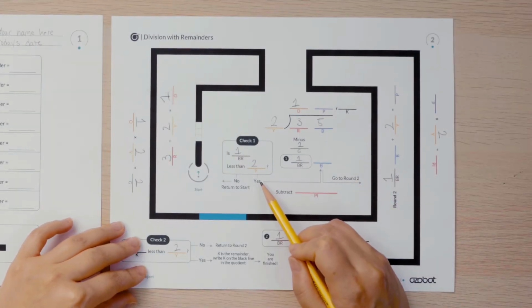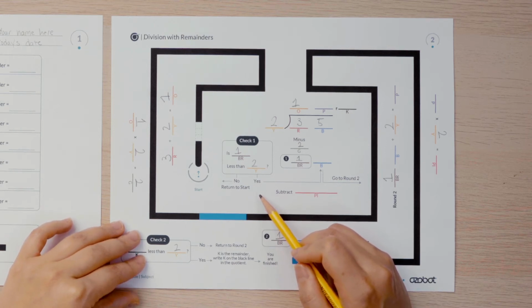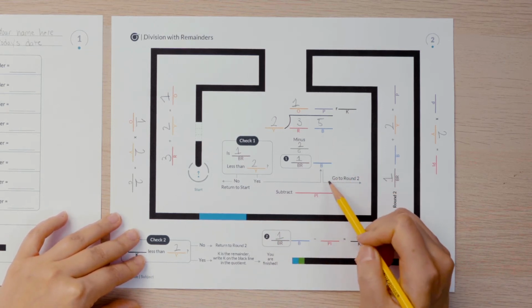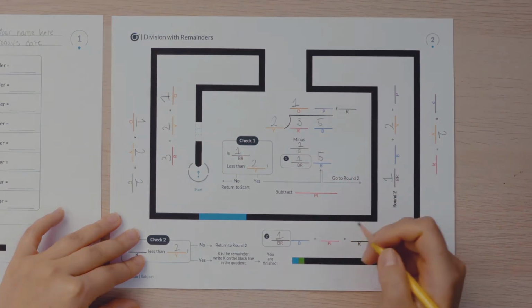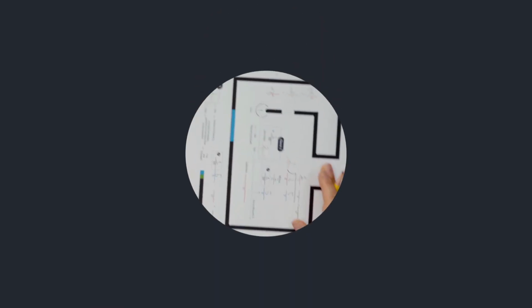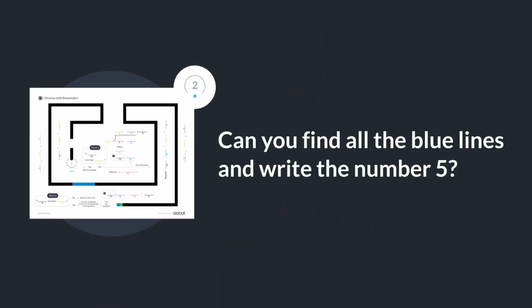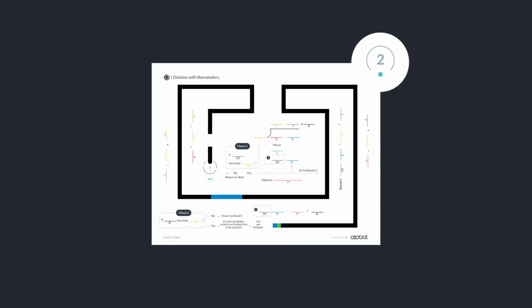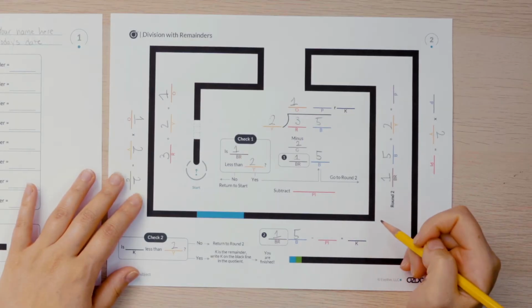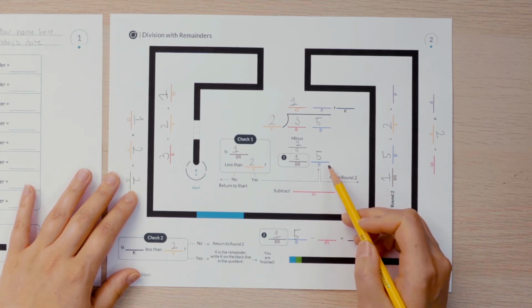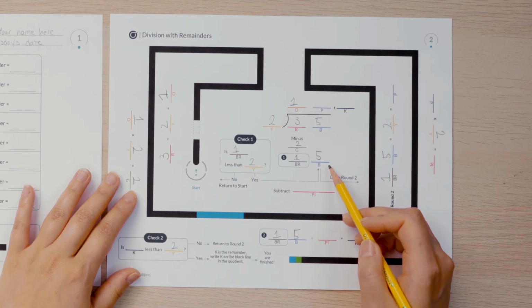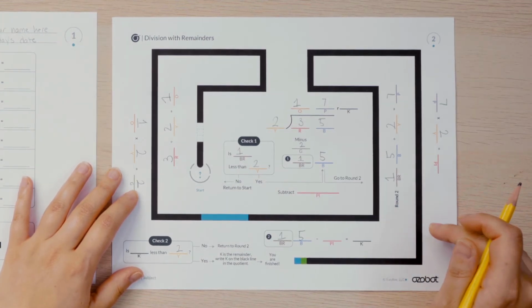Since the answer to the check question was yes, the next step is bringing down the number from the ones place in the dividend, which is on the blue line, 5. Can you find all of the blue lines and write 5? At this point, the algorithm starts over. 15 divided by 2. We can't divide 15 by 2 evenly, so the closest we can get is 7. The 7 should go on the purple line in 3 places.